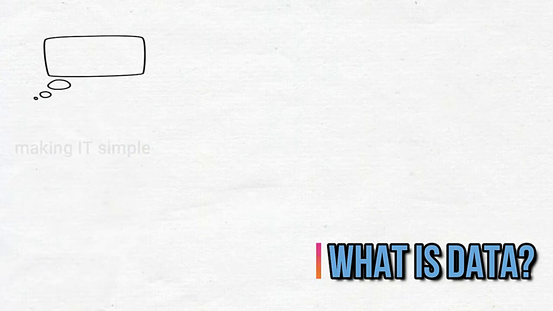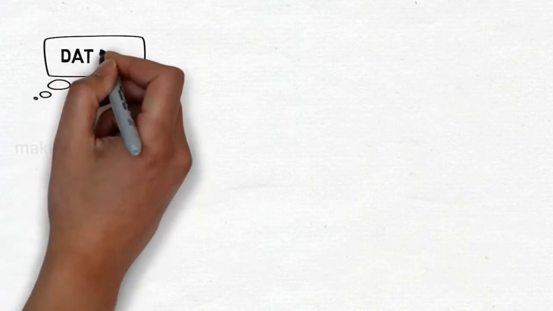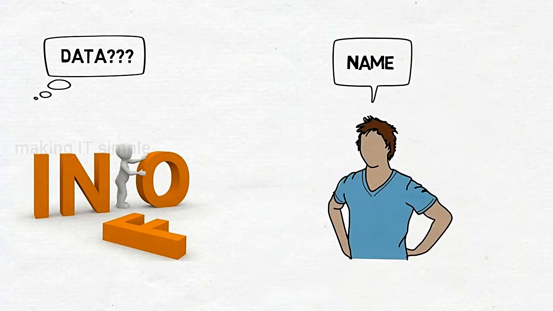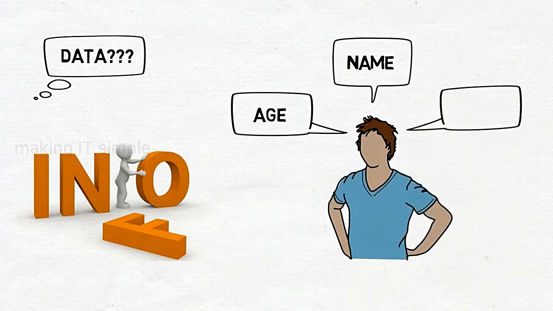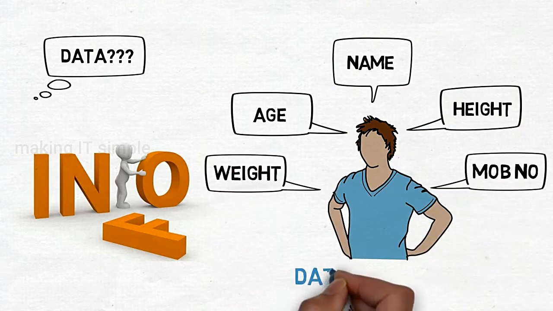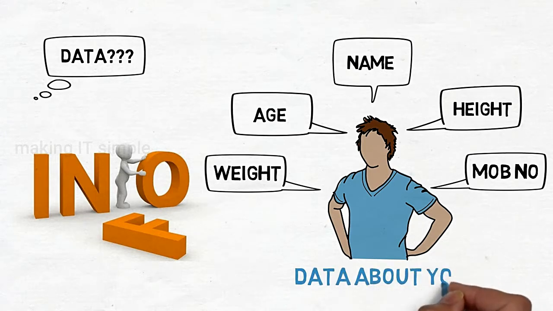Database is about data, so before we see what database is, we will see what is data. Data is simply information about something, for example, your name, your age, your height, your weight, mobile number, etc. So basically this is information about you. That means this is data about you.